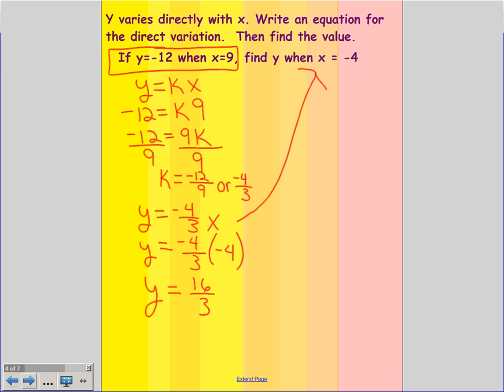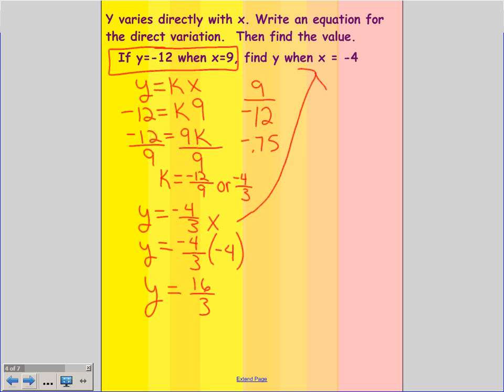And once I have my y, then I can go back and check to see if my proportion is correct. My proportion meaning, because it's a proportional rate. So to begin with, we had 9 as x and negative 12 as y. That breaks down to negative 0.75.